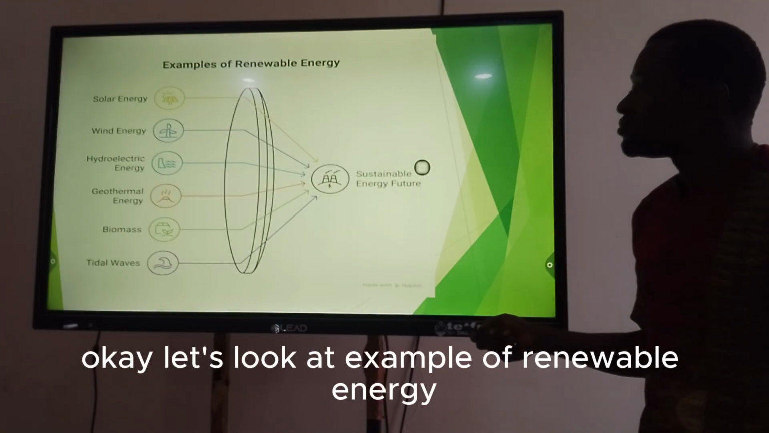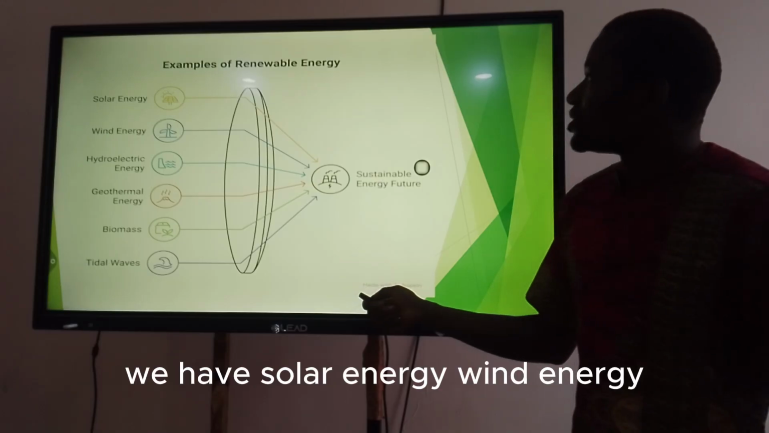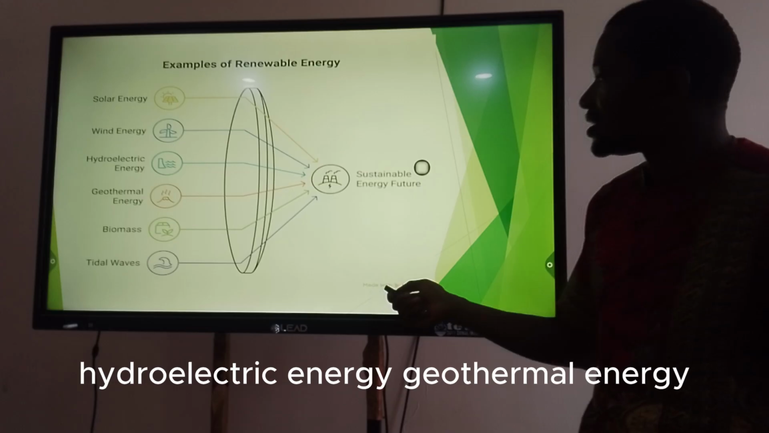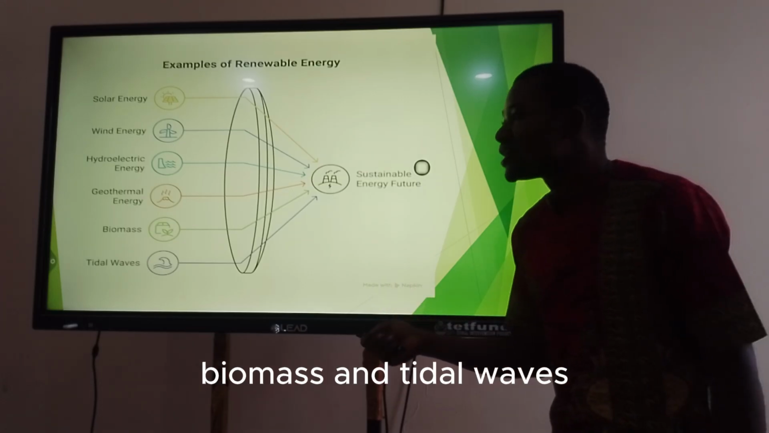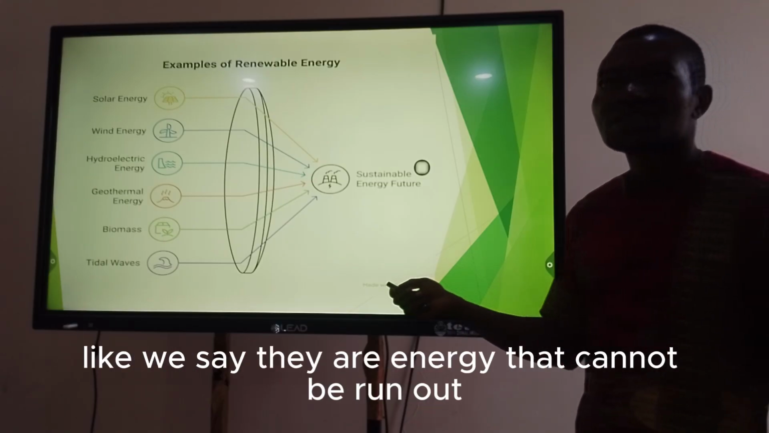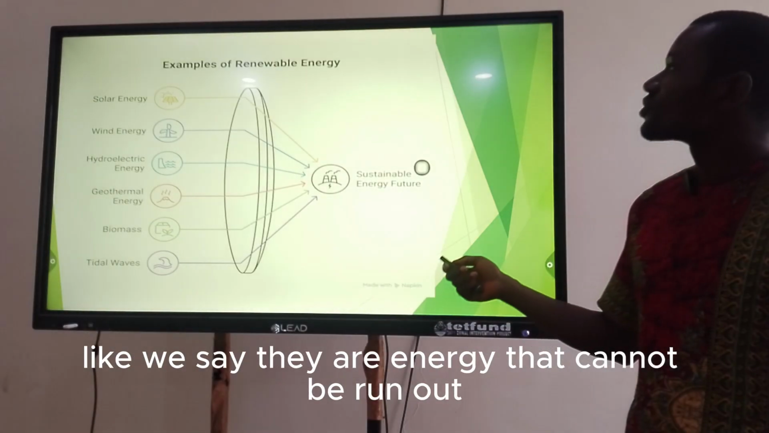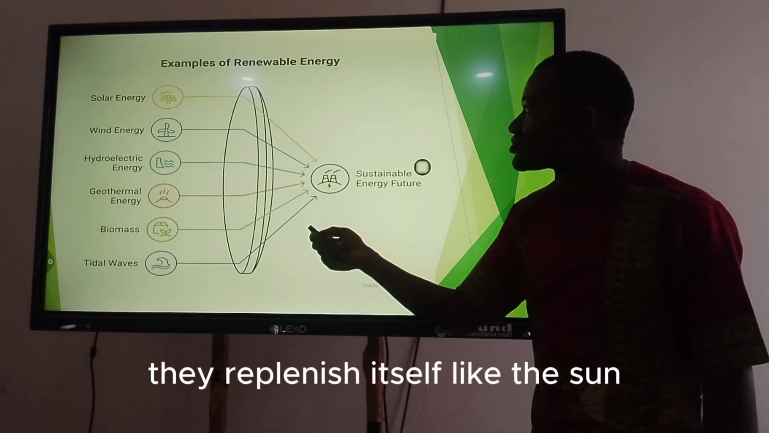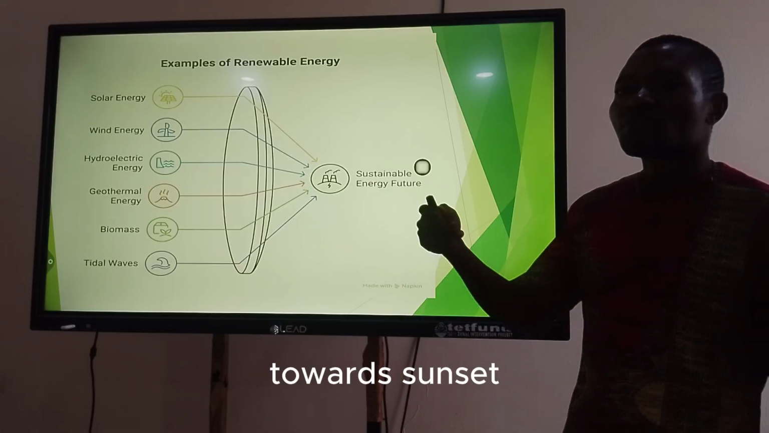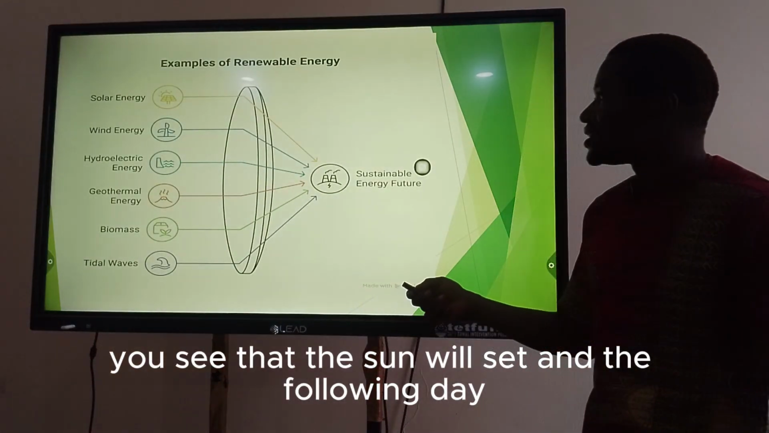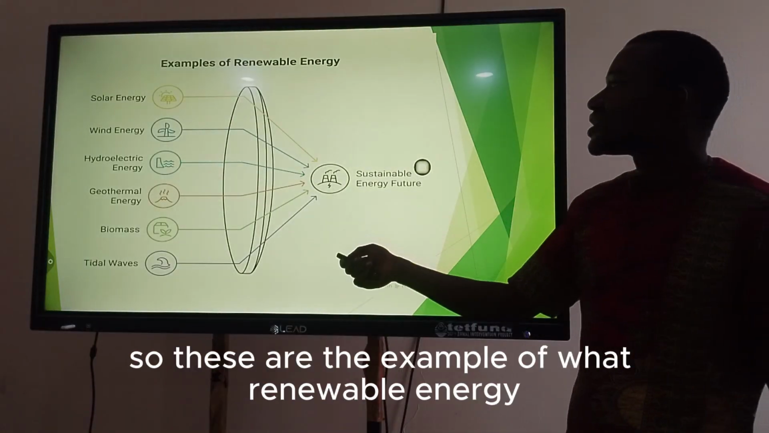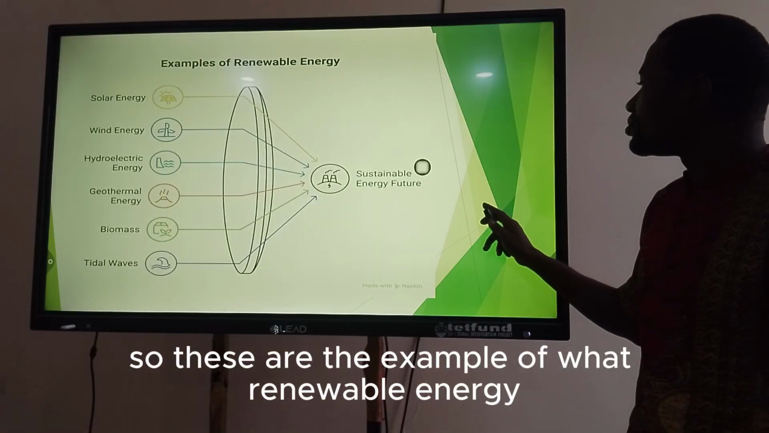Okay, let's look at an example of renewable energy. We have solar energy, wind energy, hydroelectric energy, geothermal energy, biomass, and tidal waves. These are all examples of renewable energy. Like we say, they are energy that cannot run out. They replenish themselves, like the sun. Each day the sun comes out in the morning, and we use the energy in the evening towards sunset. You see that the sun will set, and the following day it keeps coming out. So it replenishes itself. So these are examples of what? Renewable energy.